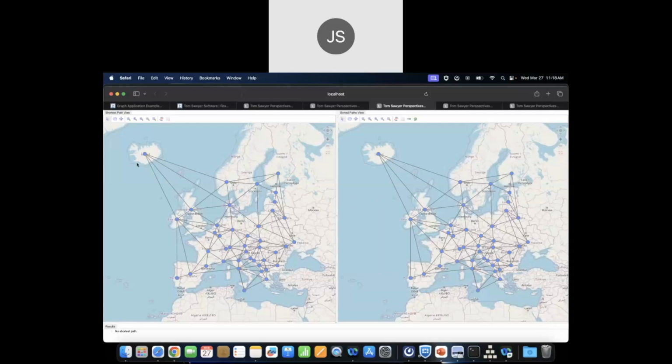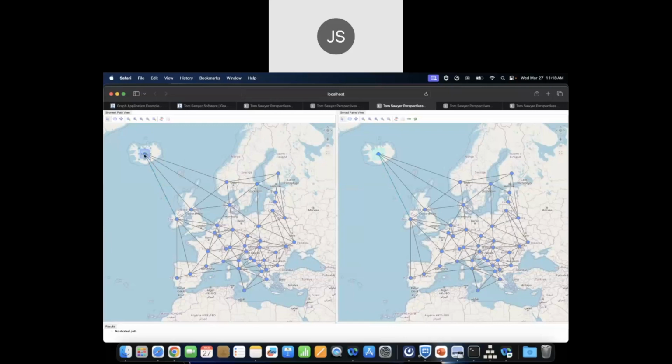I'm going to select the node here that represents Iceland, and we can bring up some additional details about this particular location. We have the name, for example, and the latitude and longitude information. We also can show information for these connections between the countries as well. In this case, we can see the distance in kilometers between these two locations.